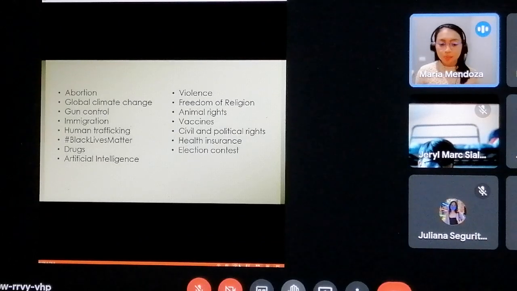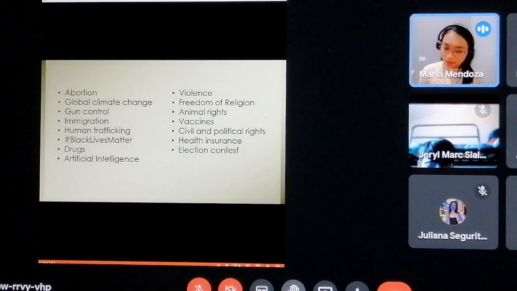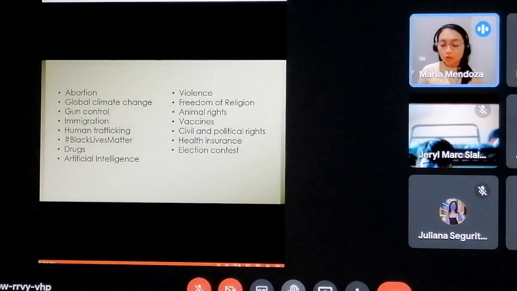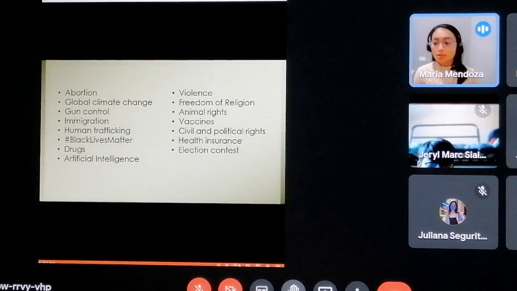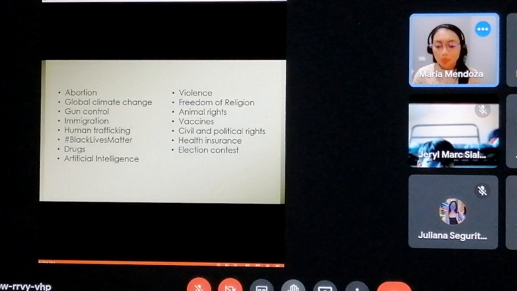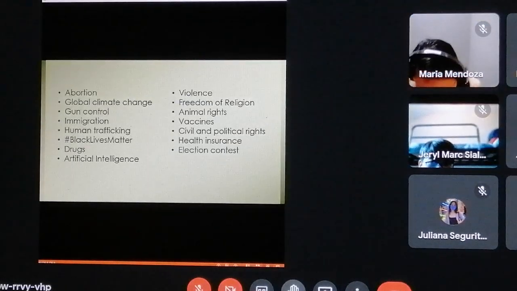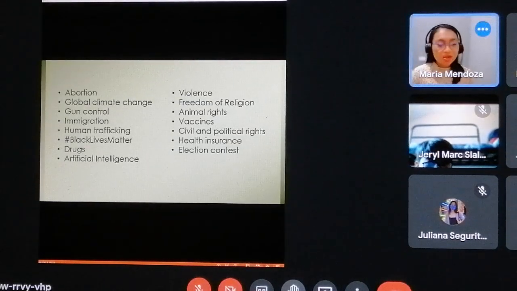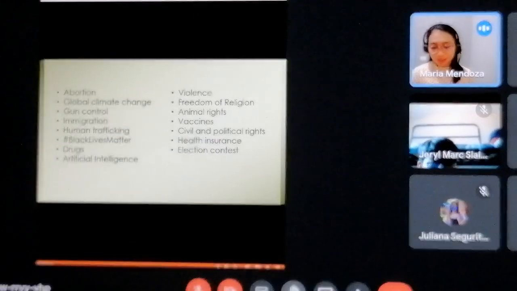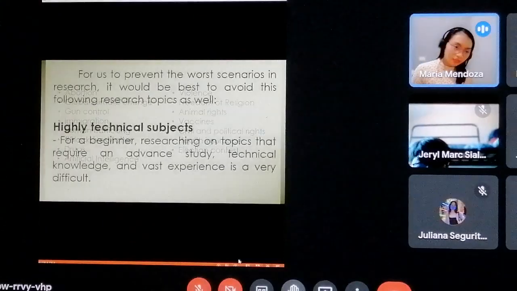The civil and political rights, the health insurance, and of course, the election context. So again, these are some examples of controversial topics that are subject for debates, which should not be included in the content of your research. Okay? So, again, these are controversial topics that we should not include in our quantitative research.